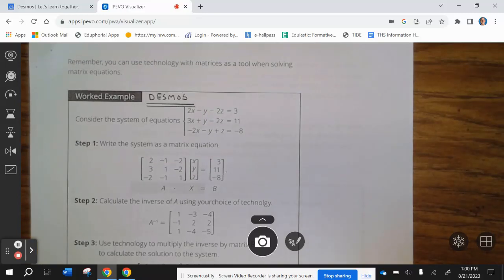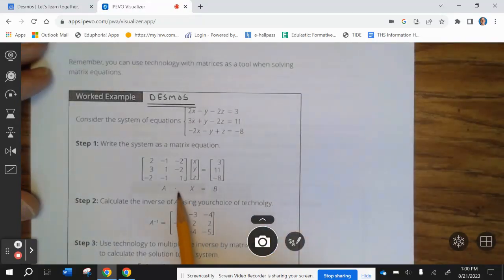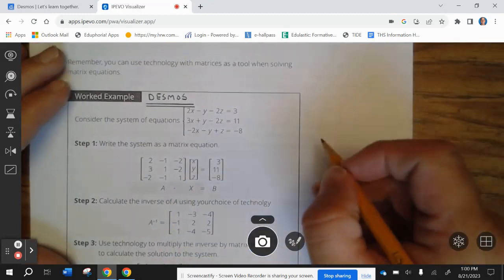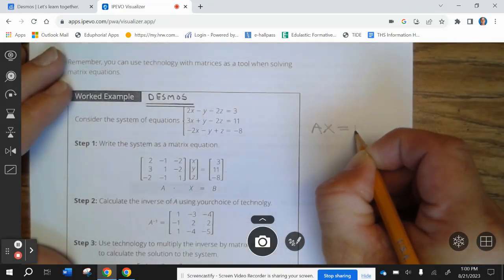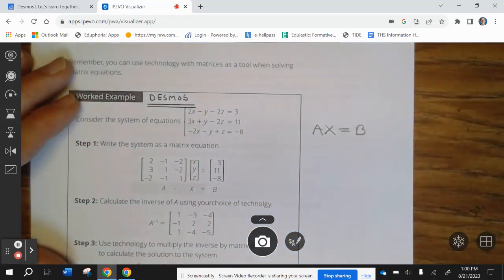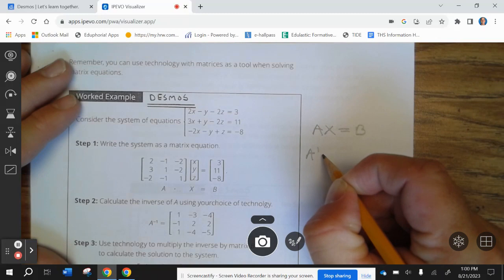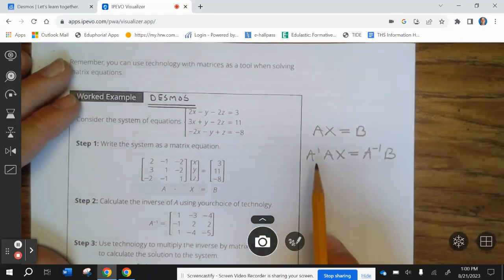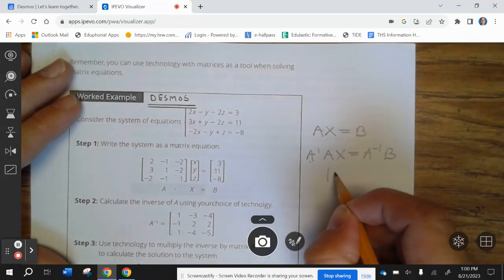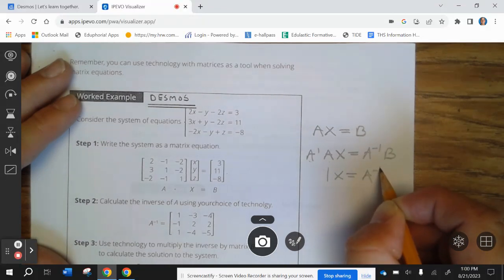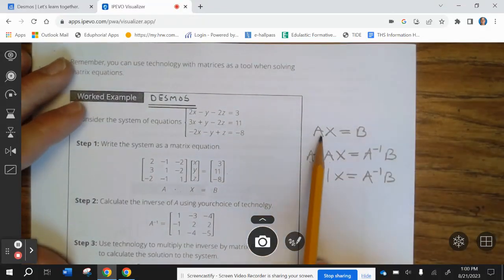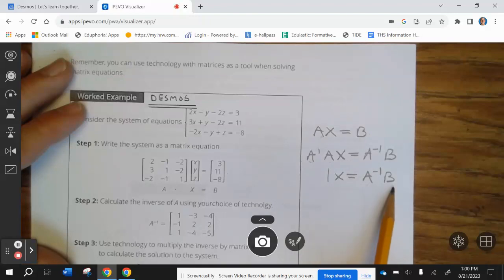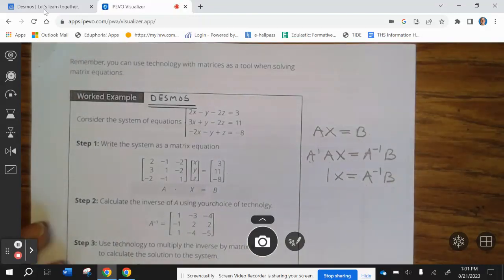All right. Now, remember you can use technology and matrices as a tool when solving, okay? Now, we can actually solve this matrix equation with this concept. AX equals B. We can multiply A inverse by both sides. A inverse times A becomes 1. So to solve AX equals B, we just have to multiply A inverse times B. Okay, so let's go ahead and do that in Desmos.